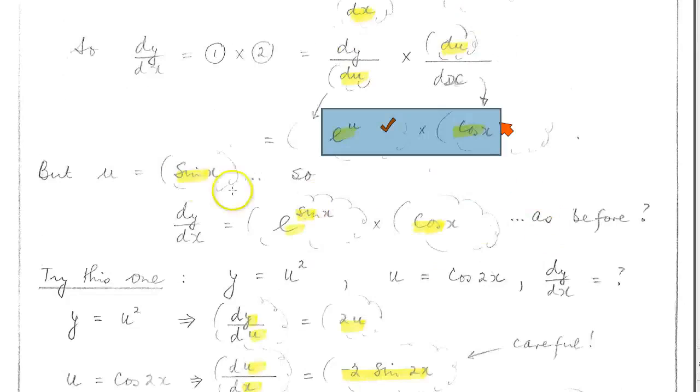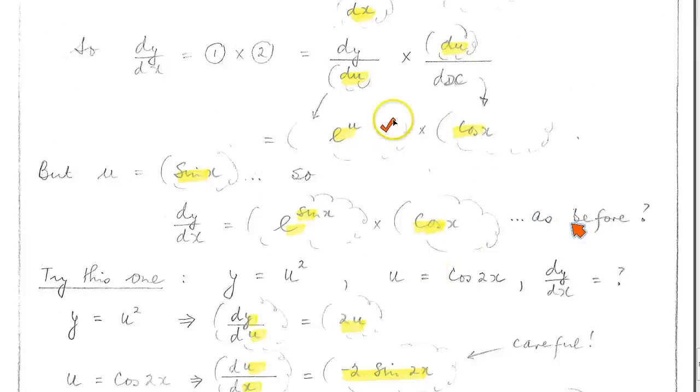So dy/du, let's copy it, from 1 becomes e to the u. And du/dx from number 2 becomes cos x. So there's my answer. But let's put the u back in. What is u? u is sine x. So stick it into the right-hand side of that formula, and you'll get, finally, dy/dx is not e to the u anymore, but e to the sine x times cos x. And that's what I got before. Right, so see if you can do that last question there for me, and then come back to me for a quick chat.